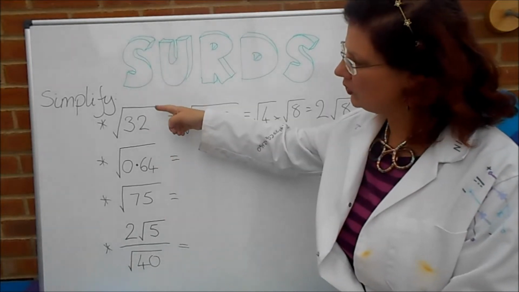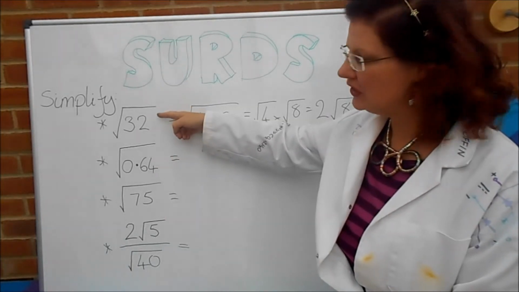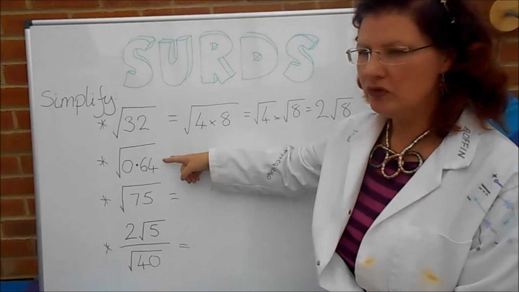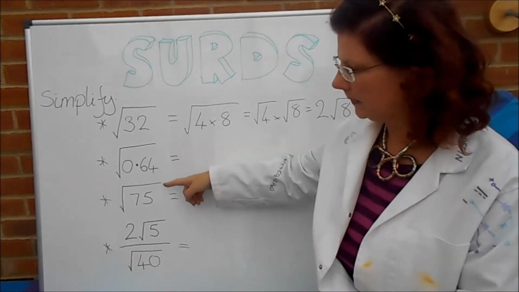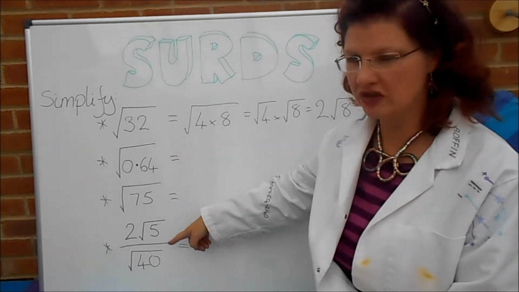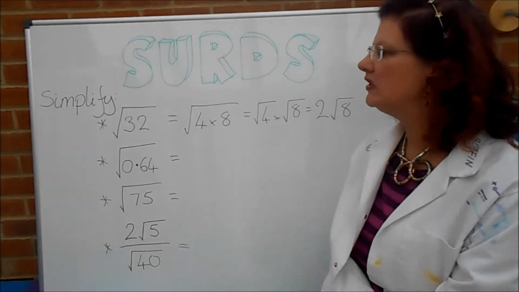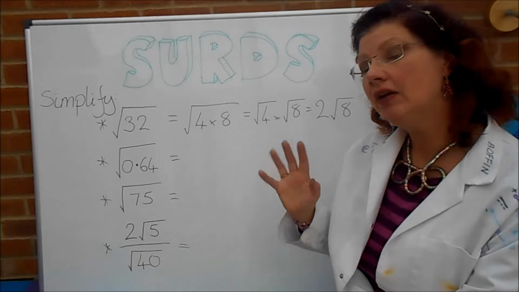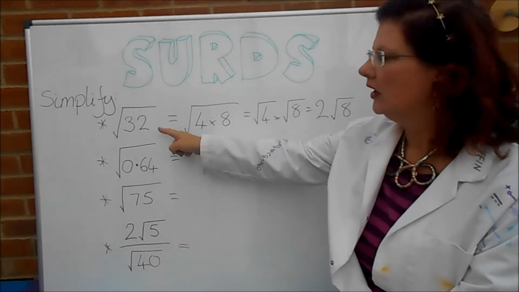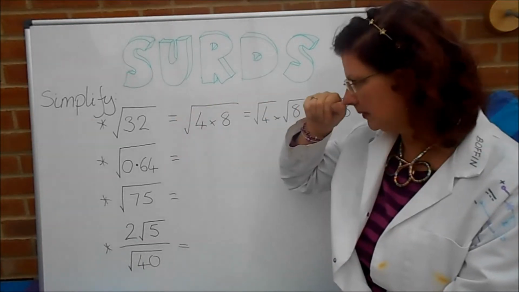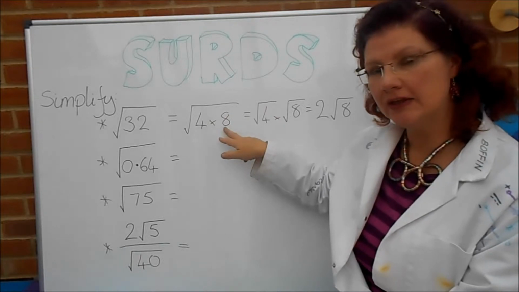Right, we've got 4 questions here. Square root of 32, square root of 0.64, I'll give you a hint about that one, square root of 75, and this disgusting looking thing at the bottom. Now, talking through each of them, this first one here is one way you might have attacked that. You might have said that the square root of 32 is 4 times 8.